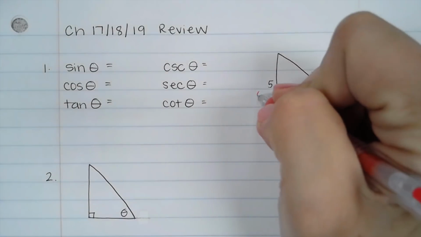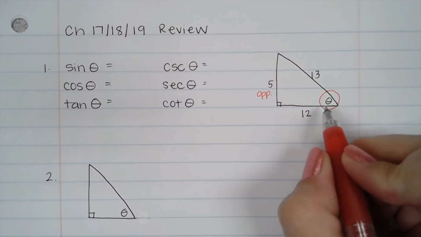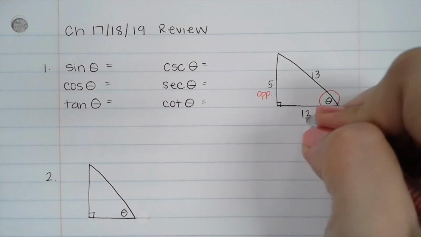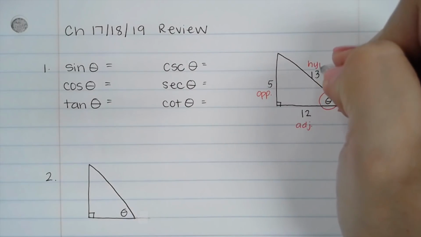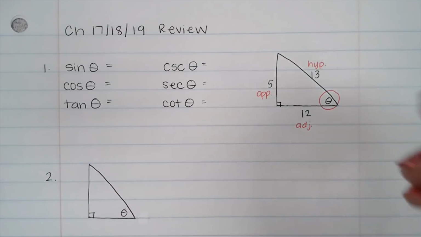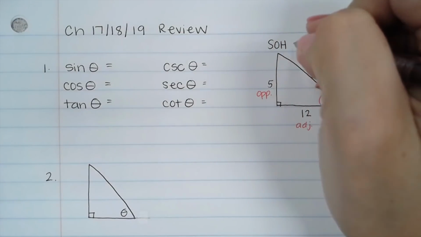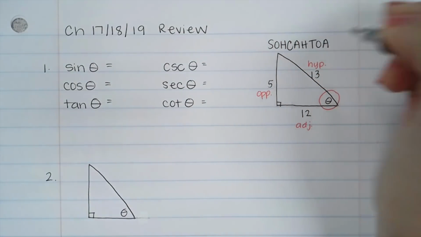So I'm going to go ahead and label. The 5 is opposite or across from the theta that's indicated here. So for this angle, 12 is adjacent to that, and then the 13 is my hypotenuse. So labeling those on the picture will help me when I go through and set up these ones over here. Remember, I'm going to use the acronym SOHCAHTOA to help me set them up.